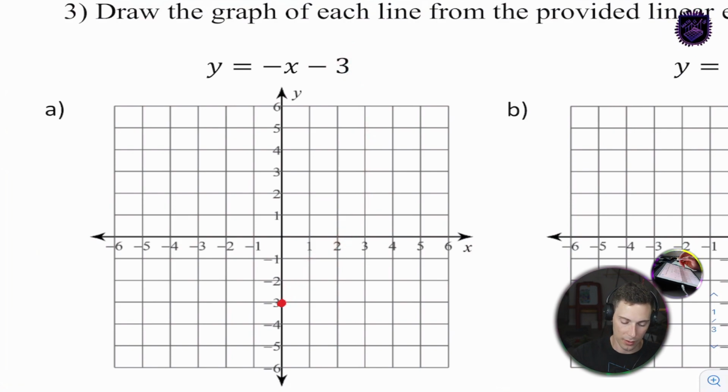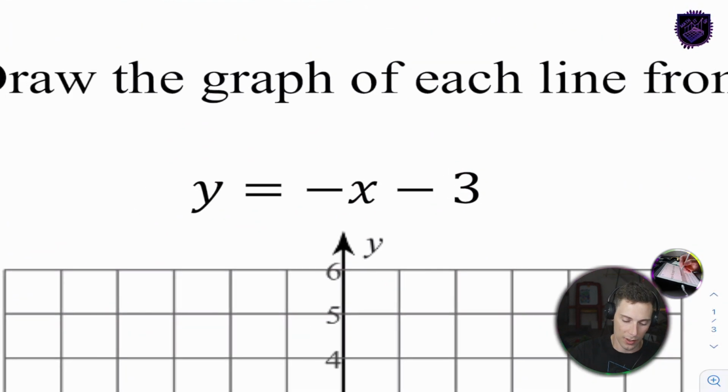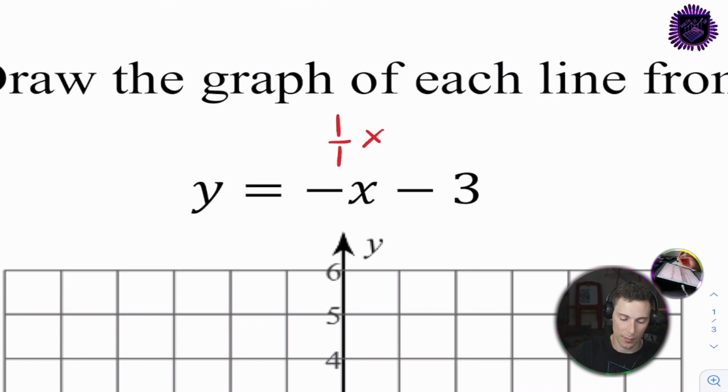Next one I want is our slope. Our slope is -1. So you don't see it here, but this is like 1x. You just wouldn't write it as 1x. Or we can also think of it as 1/1 times x, right? There's my rise and my run, 1/1. Rise over run.